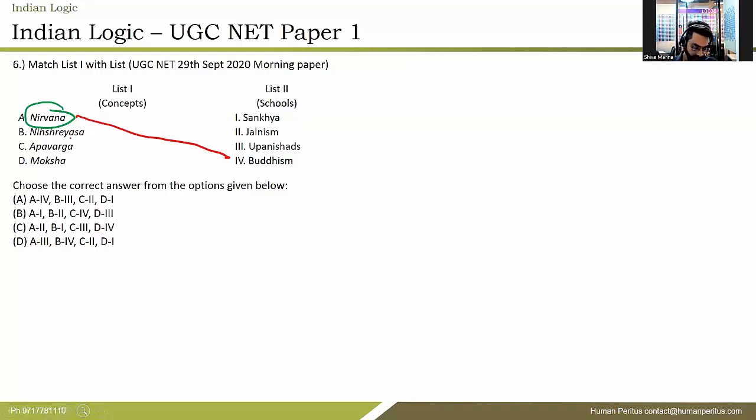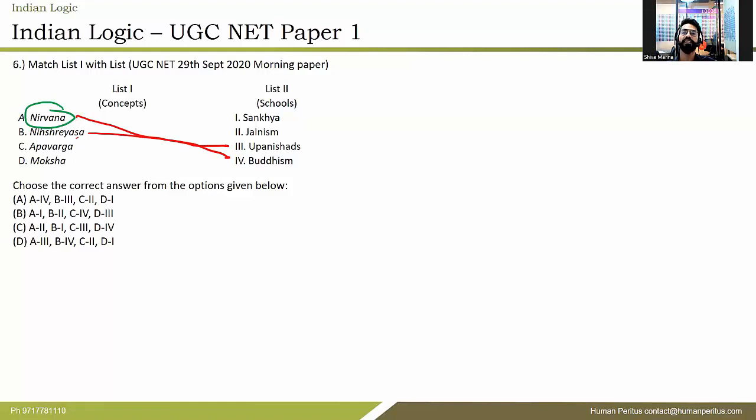Then the next term which they have given is Nishreyasa. Nishreyasa is the journey one undertakes in the search of themselves. If you want to search your own inner self, the journey that you take is Nishreyasa. And this is the term given in the Upanishads. Okay, it is a term given in the Upanishads.